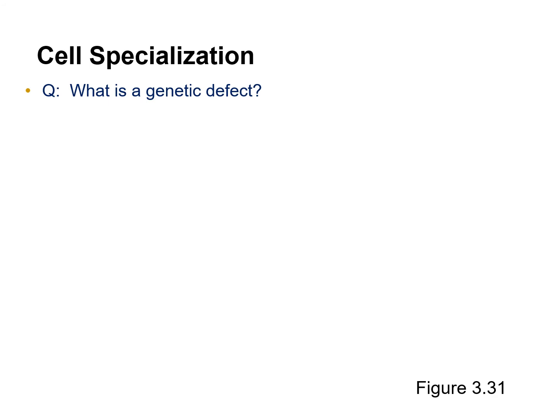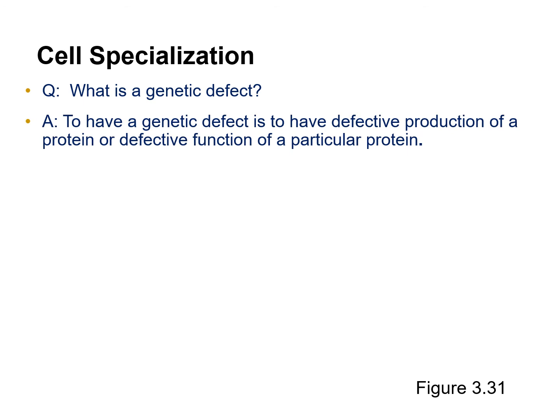Let's now answer the following question. What is a genetic defect? To have a genetic defect is to have a defective protein or defective production of a protein, and often the two are related. So you can have a defective protein that's produced but actually have normal function, and of course you can have a protein that has been altered, and along with that comes defective function. Let's look at how this could happen.